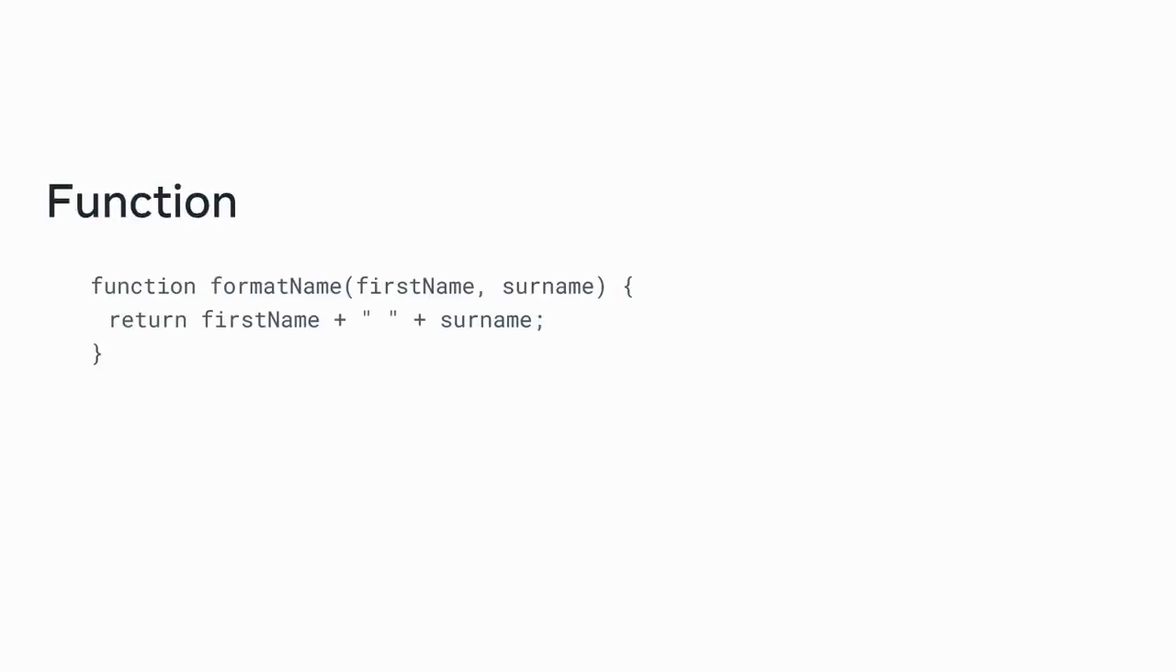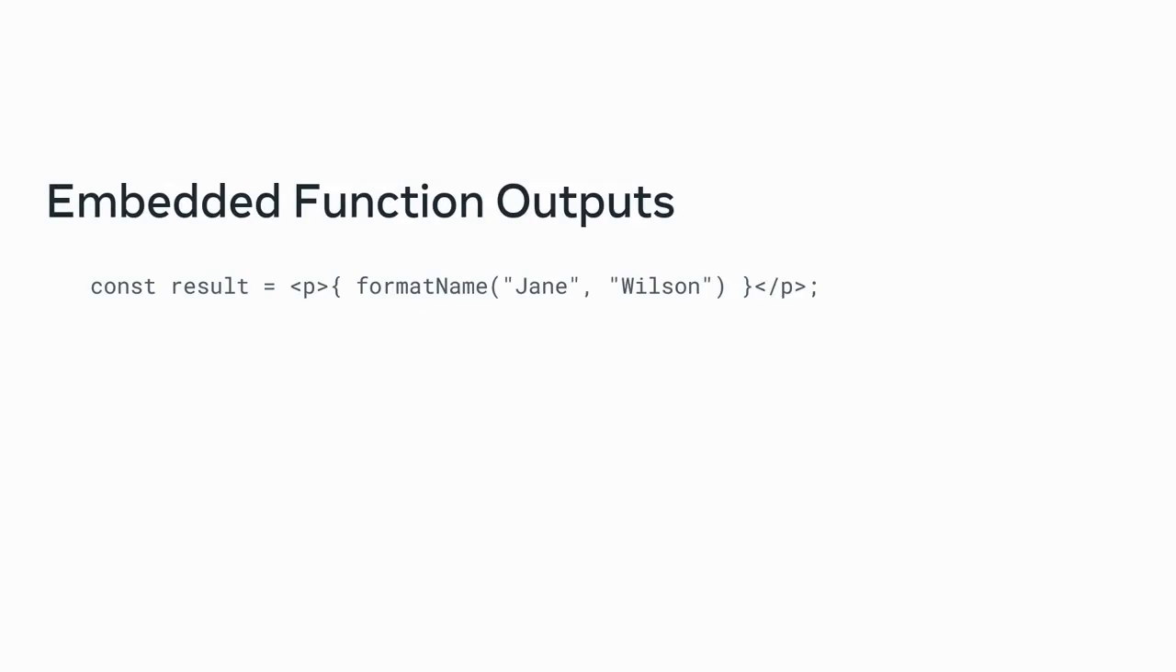To do this, you can first create a function named formatName that will return the first name and surname with a space character between them. In your JSX, you can then call this function inside the curly brackets. As with the previous example, the value that the function generates for the JavaScript variable will be output in HTML.